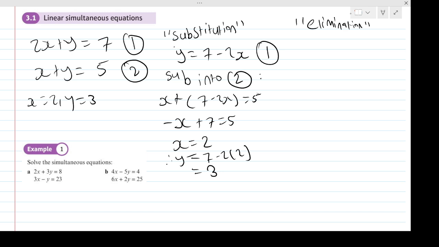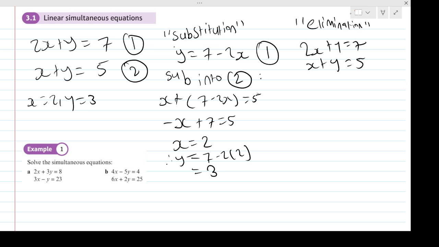the whole idea is we still want one equation with one unknown, one variable, which we can solve quite nicely. But instead of substituting, what you're going to see is how we can look at the two equations and see how we can cancel one of the variables out. So I'm going to write this again. 2x plus y is 7, x plus y is 5.